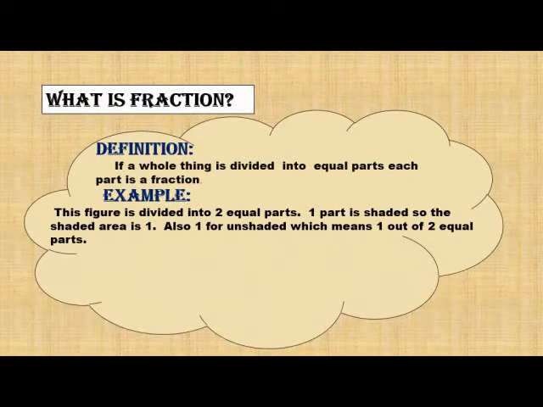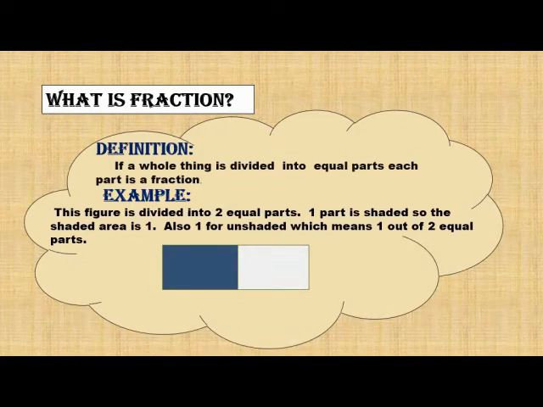Now, with the help of an example, you can understand the definition of fraction. And the example is: as you can see, this figure is divided into two equal parts. First part is shaded, so the shaded area is 1. Also 1 for unshaded, which means 1 out of 2 equal parts. Now how can you write it as a fraction? 1 upon 2. This is known as fraction.